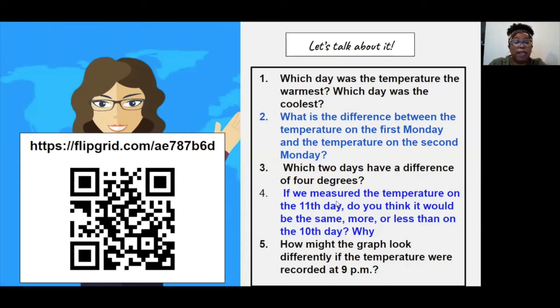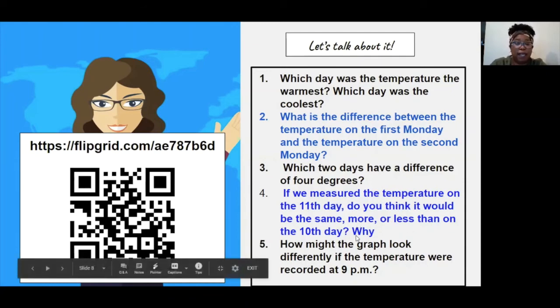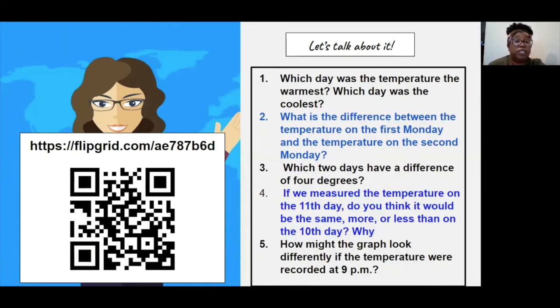Question 4. If we measured the temperature on the 11th day, remember we stopped at the 10th day. So if we were to continue, do you think it would be the same, more, or less than the 10th day, and why? And question 5, how might the graph look differently if the temperature were recorded at 9 p.m.? So you are to answer all 5 questions on your own paper, but choose 2 to share with us.